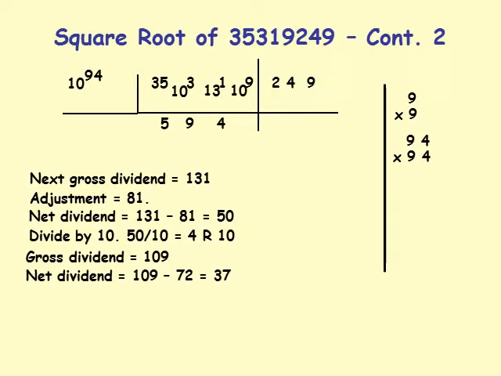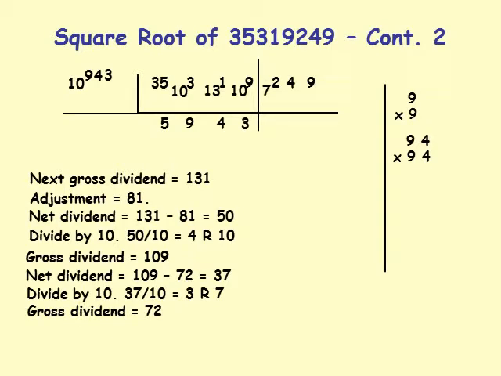Now the adjustment will be 94 times 94, which is a duplex of 94, and this is vertical and crosswise multiplication. 9 times 4 is 36, plus another 36, 72. So 109 minus 72 equals 37. We will divide by 10 again, the same process. 37 divided by 10 is 3 remainder 7. So 3 goes here, 3 goes here, and 7 goes here. This quotient digit 3, the same quotient digit 3, and remainder 7.